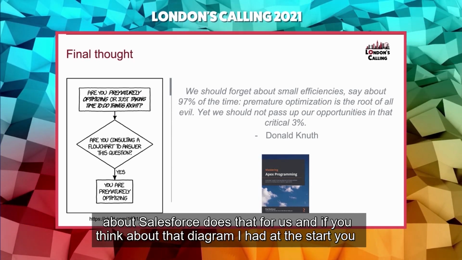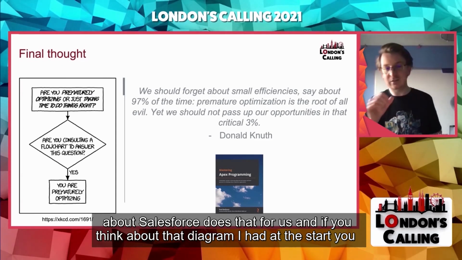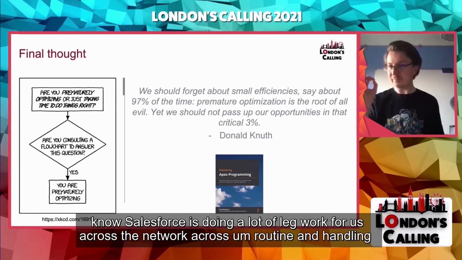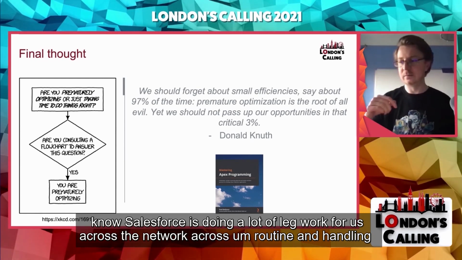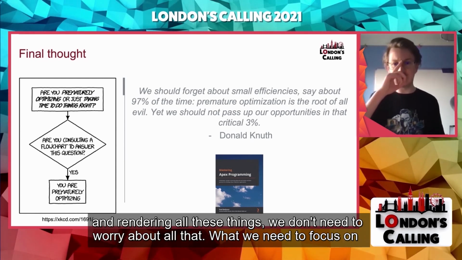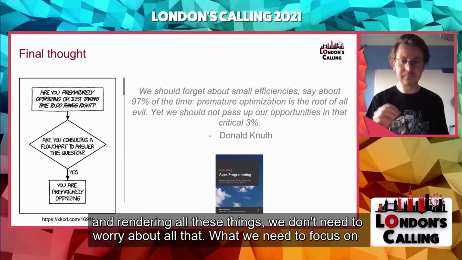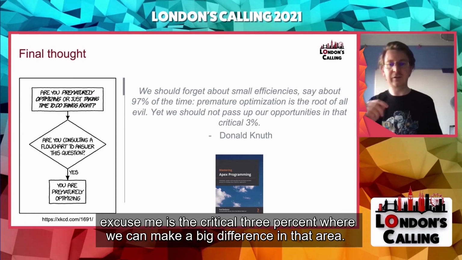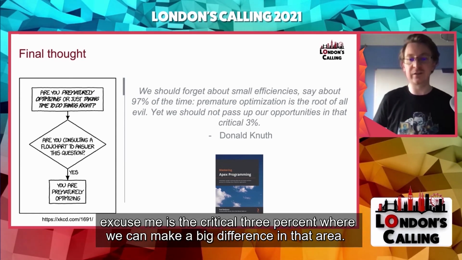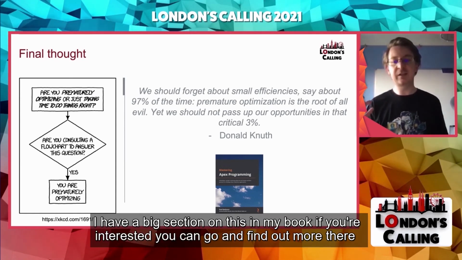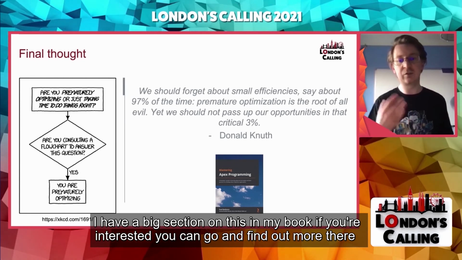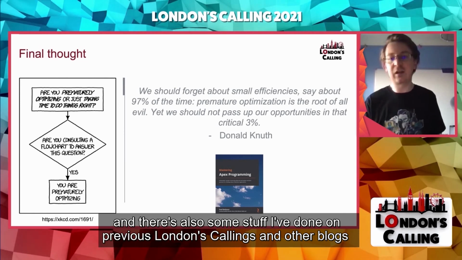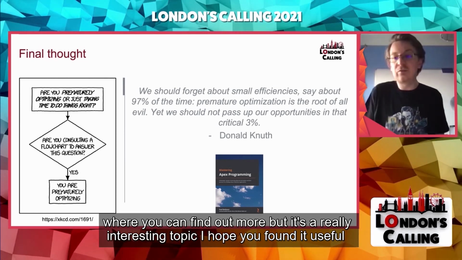Salesforce does that for us. And if you think about that diagram I had at the start, Salesforce is doing a lot of legwork for us across the network, across routing and handling and rendering and all these things. We don't need to worry about all that. What we need to focus on is the critical 3% where we can make a big difference in that area. I have a big section on this in my book. If you're interested, you can go and find out more there. There's also some stuff I've done at previous London's Callings and other blogs where you can find out more, but it's a really interesting topic.